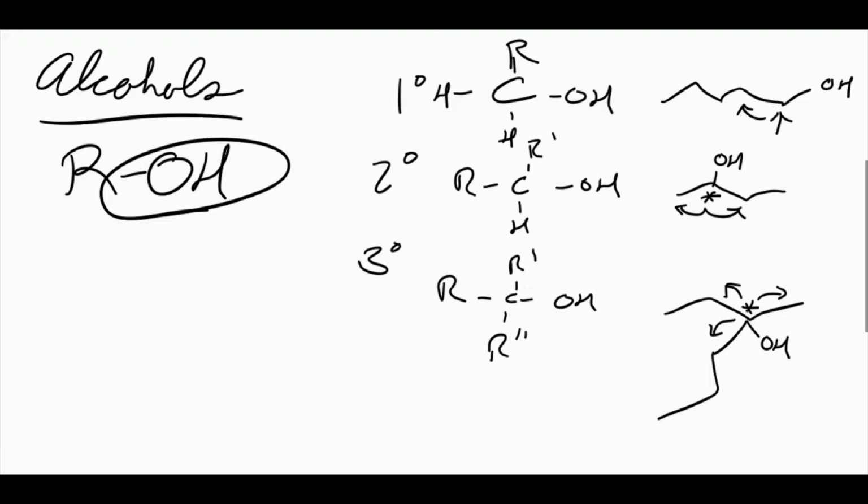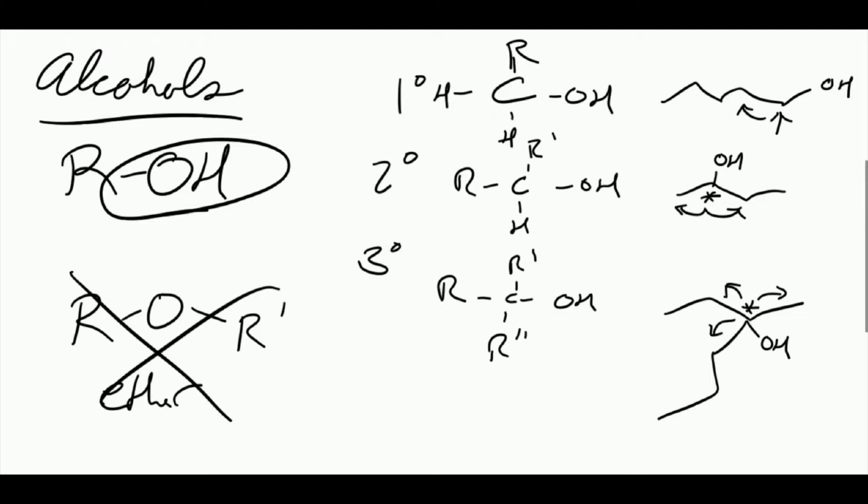Another thing that distinguishes the alcohols is that they can't have multiple things bound to the oxygen. It is fully possible to have something like this, but that's not an alcohol anymore. We call this an ether, and we'll be discussing that next week. Alcohols always have the OH group.